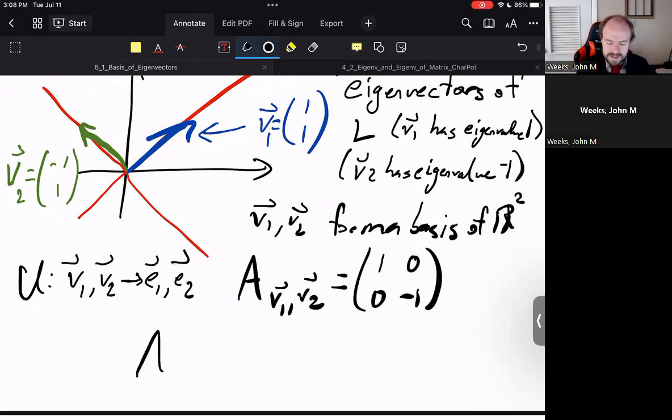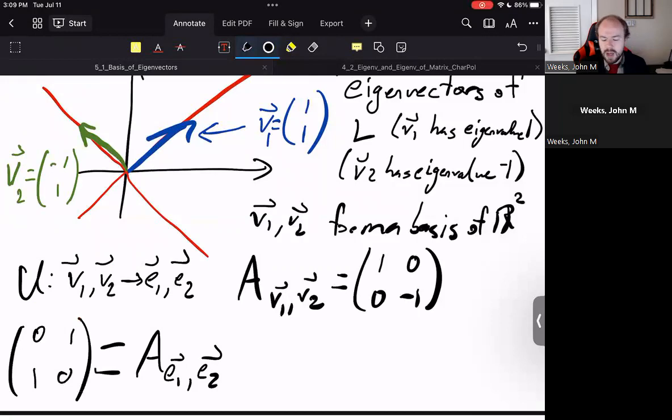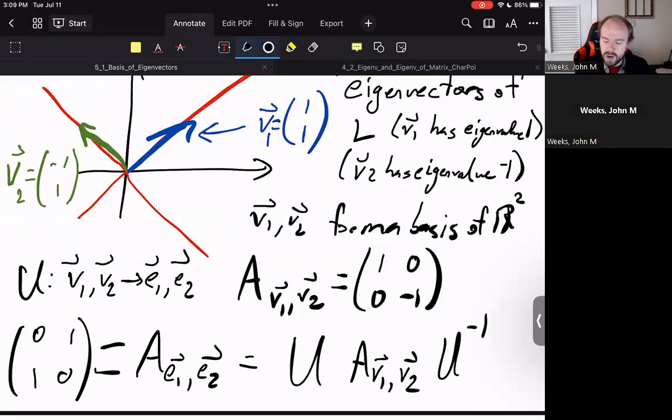Then the way to write the actual matrix of transformation with respect to our standard basis, which, by the way, should be our 0, 1, 1, 0 again, was to form this transition matrix U, and then do the following composition. We would have A, related to V1 and V2, right here in the middle, and then we would write U inverse on the right of it.